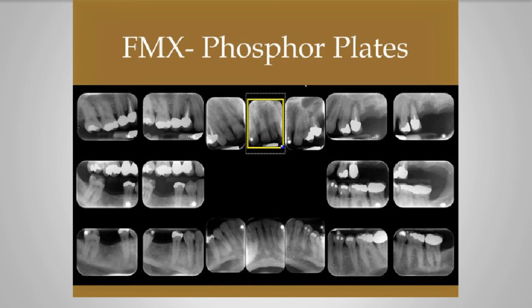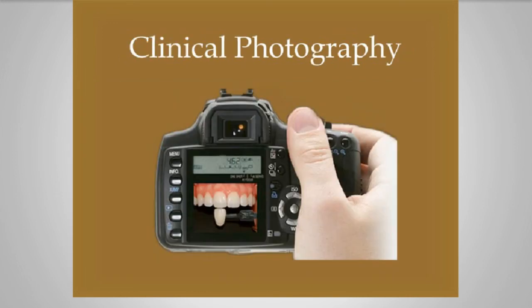So here was an FMX of phosphor plates. It's done quickly. You can see the area on that maxillary left second premolar. It's got a periapical radiolucency. You're missing some restorations there on the mandibular right. I find that these can be just as diagnostic in many cases as a sensor.